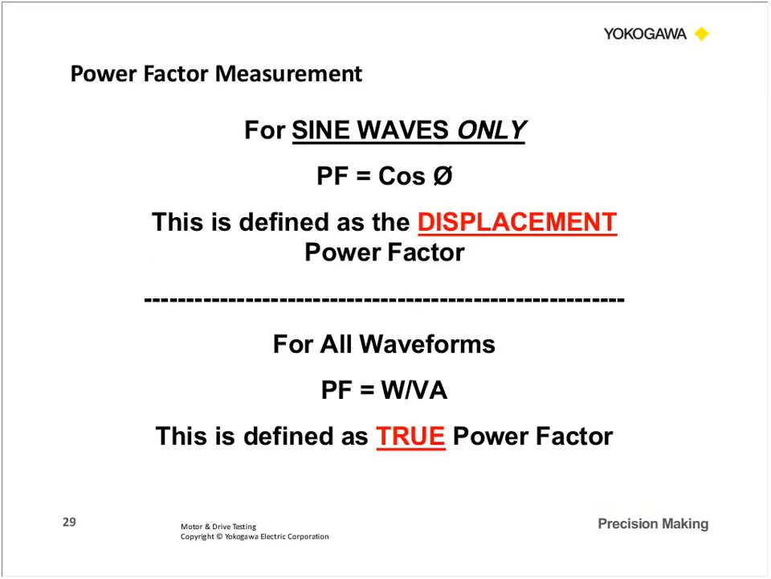So on power factor measurement, how do we do that? We thought from school that power factor was cosine of theta. That's okay for a sine wave, and this is what we call displacement power factor, the time displacement between the voltage and the current. But we don't always have a sine wave. So for all other waveforms, the true power factor is defined as the watts divided by the VA. So for any type of waveform, however distorted it may be, this is the way we get the true power factor.